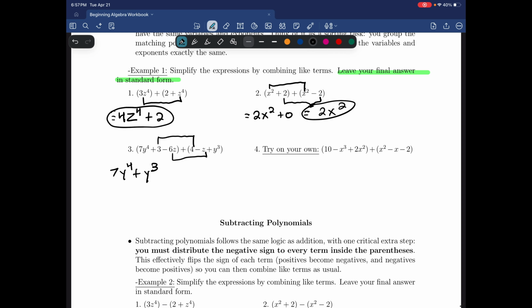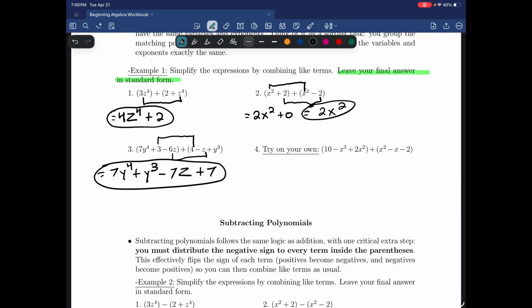Now that we've identified our like terms, let's combine them. I'm going to first combine the linear terms, the negative 6z and the negative z, because recall we were asked to leave our answer in standard form, so I'll do that now to make our lives easier. Negative 6z minus z becomes negative 7z. And then 3 plus 4 is 7. And that's your final answer.